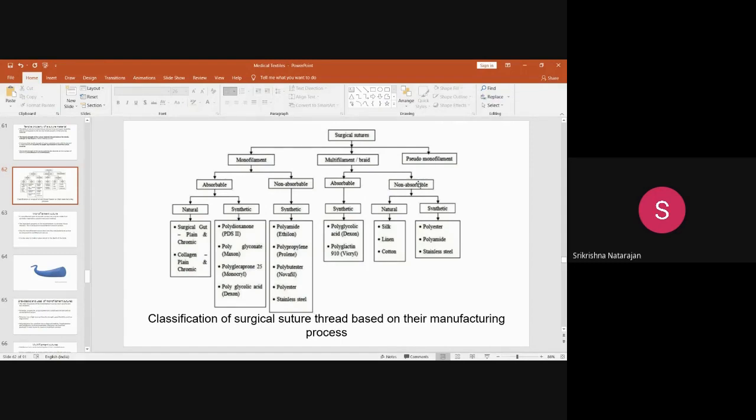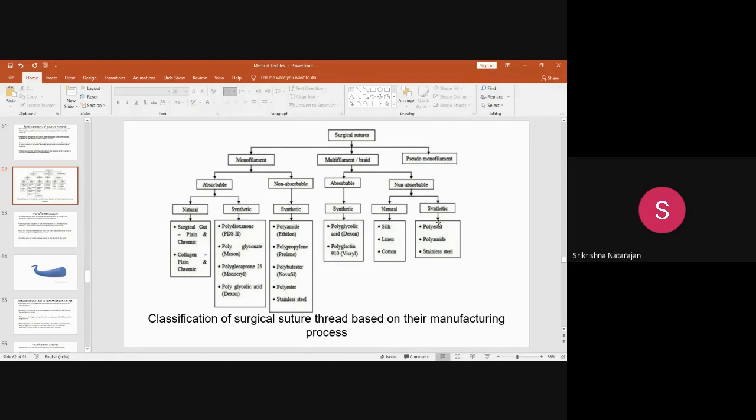Next is the non-absorbable suture, which is also classified in two different ways. One is the natural type of a suture, and another is the synthetic type of a suture. Natural type of a suture, if you see, there are different categories of natural: silk, linen, and cotton. It would be surprising to you, it is natural, but it is non-absorbable. So what does it mean? It will take more time to degrade.